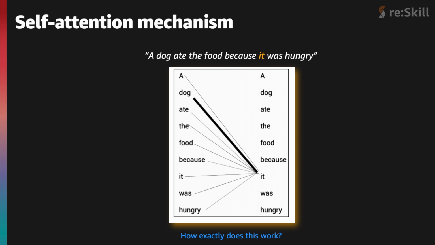Consider the following sentence. A dog ate the food because it was hungry. By reading this sentence, we can easily understand that the pronoun "it" refers to the dog and not to the food. But how does our model understand this? This is where the self-attention mechanism helps us. Because of self-attention, while computing the representation of each word, it relates each word to all other words in the sentence to understand more about that particular word. But how exactly does this work?